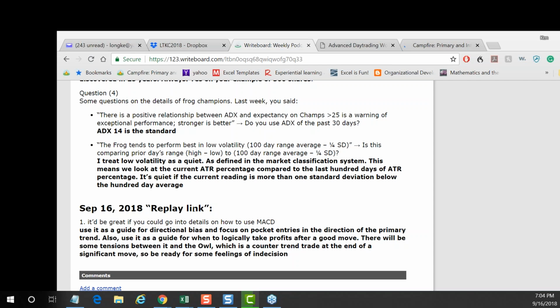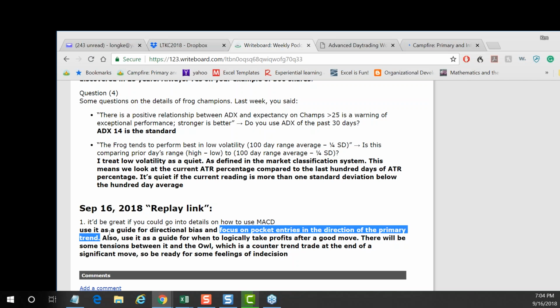Okay, so the only question we had tonight was from Peter, and it was only on the day trading side. So I'm going to cover that one first. And this was just some more details about how to use MACD and the four seasons. My general guidance to you is use it as a guide for directional bias. It will smooth out some of that choppiness that you're experiencing with trying to trade between RLXDs, and I'll show you that in a minute. What I recommend you do is focus on pocket entries in the direction of the primary trend.